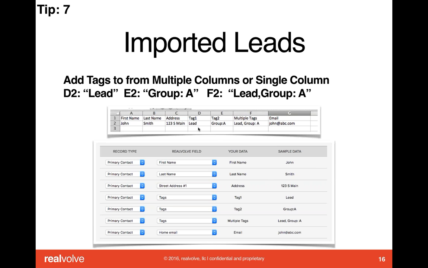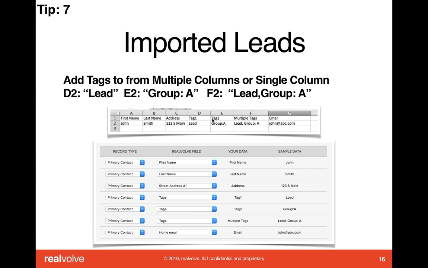In this particular case, I'm showing a couple different examples. Here I've got John Smith. He's in my CSV file. I've got one column here, and I just labeled it tag 1. It could be labeled whatever. It doesn't really matter what it is. I just want to indicate that this is a tag, and it's labeled as lead, for lack of a better tag.